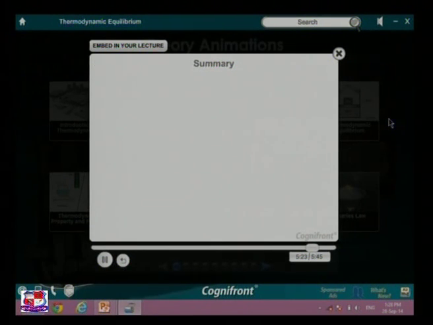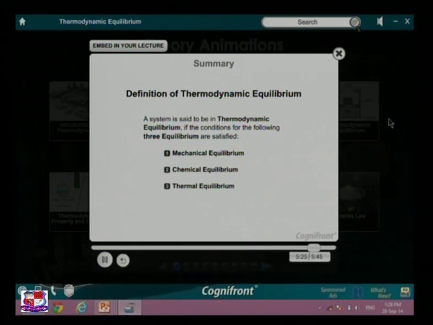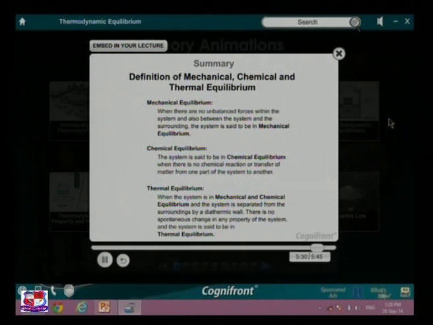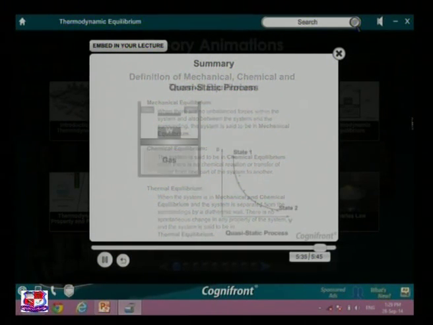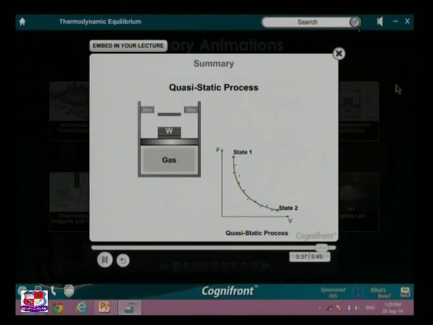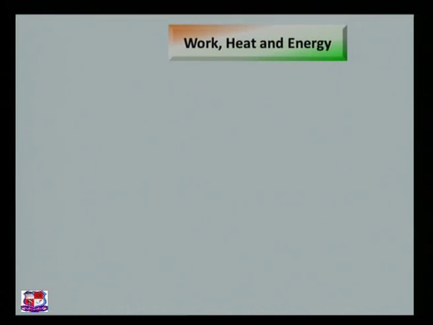So friends, in this session we studied the definitions of thermodynamic equilibrium, mechanical, chemical and thermal equilibrium. We also discussed the quasi-static process with the help of an experiment. So that is regarding the quasi-static process and thermodynamic equilibrium. Now we proceed further with the new topic, that is work, heat and energy.